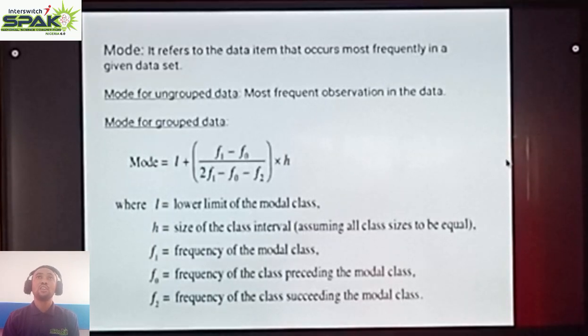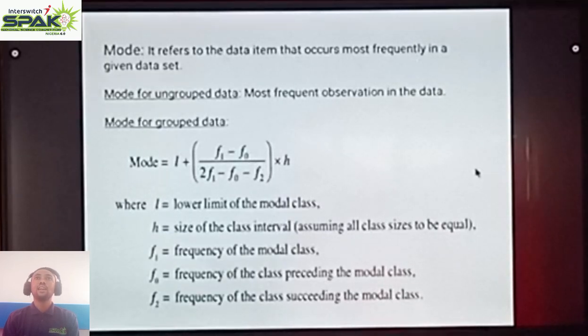So you just have a change of letter, but it still means the same. So H and W are the same. They represent the class size, also the class interval. F1 is the frequency of the modal class. F0 is the frequency of the class preceding the modal class.